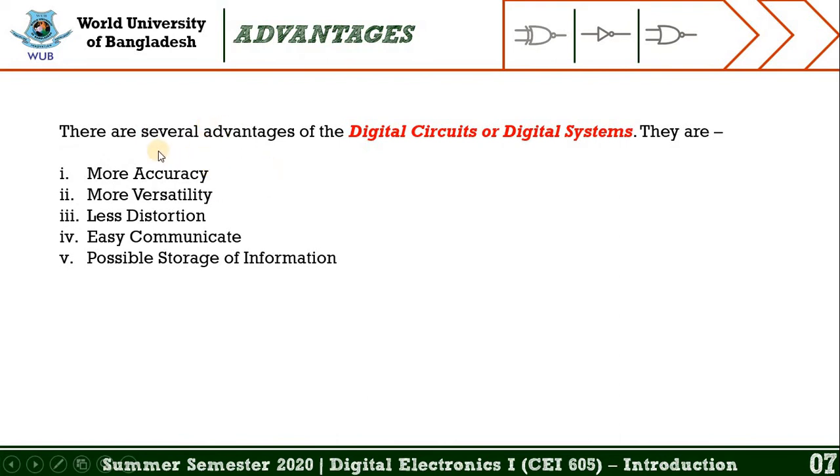From this slide, we came to know some of the advantages of digital circuits or digital systems, such as more accuracy, more versatility, less distortion, easy communication, and possible storage of information.